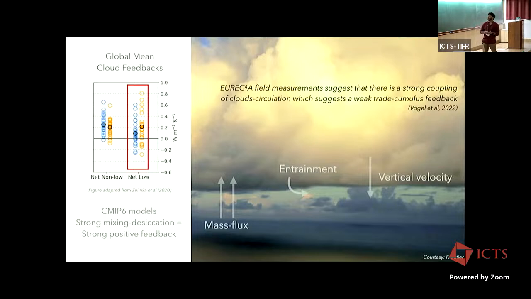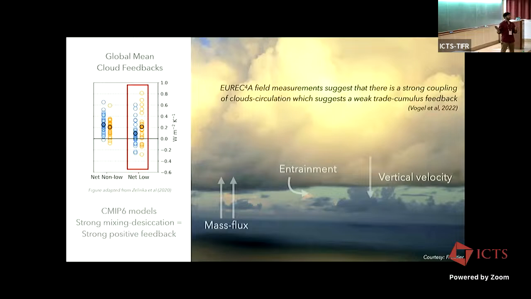But coming to observations, or checking if this strong mixing desiccation is in fact working in nature, the EUREC4A field measurements went out and tested, or measured, mass flux and vertical velocity at this 200 kilometer scale for the first time. And from those measurements, what we see is that there's a strong coupling of clouds and circulation.